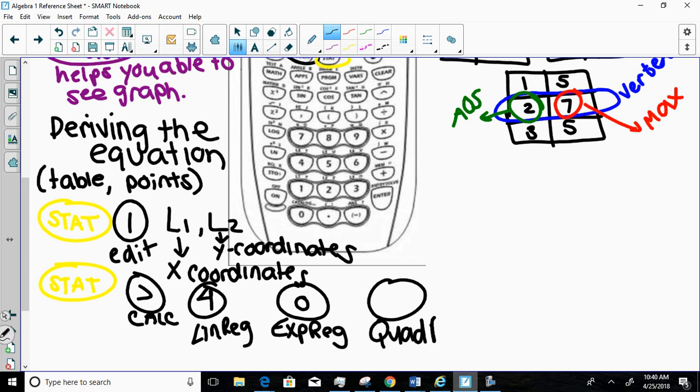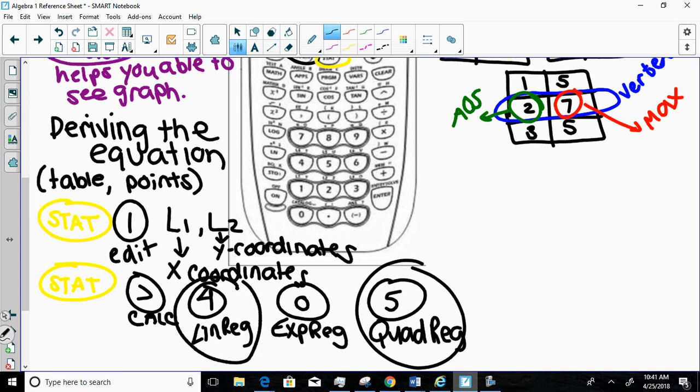I don't think you're going to have to use it. If you go to quad reg, what number is it? 5. I don't think you're going to have to use this one, but if they give you a table and it's exponential or quadratic, they'll tell you what it is. You can type the points in and pick which one you want to do, and it will give you your equation. Both of those say stat. You type in your numbers, then you go to stat again, calc, and this is if it's linear, this is if it's exponential, and that is if it's quadratic.